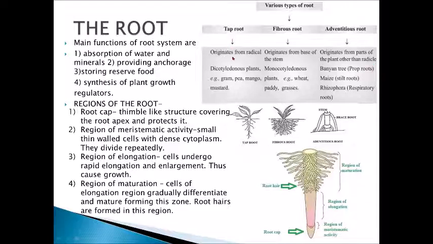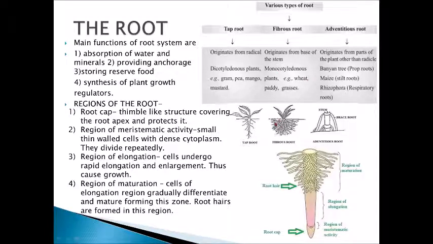First is the taproot, which develops from the radicle. The primary root develops, and this primary root, the long-growing one, grows from the radicle. It has lateral branches, which are secondary and tertiary branches, and the total root system is called the taproot system. Generally, the taproot system is found in dicot plants.